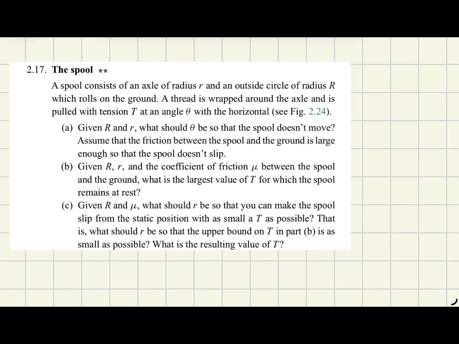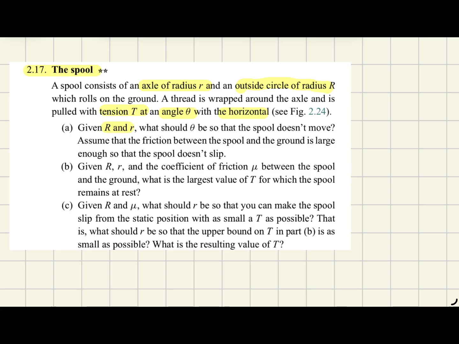2.17. The spool. A spool consists of an axle of radius lowercase r and an outside circle of radius uppercase R which rolls on the ground. A thread is wrapped around the axle and is pulled with a tension T at an angle theta with the horizontal. See figure 2.24. Given uppercase R and lowercase r, what should theta be so that the spool doesn't move?